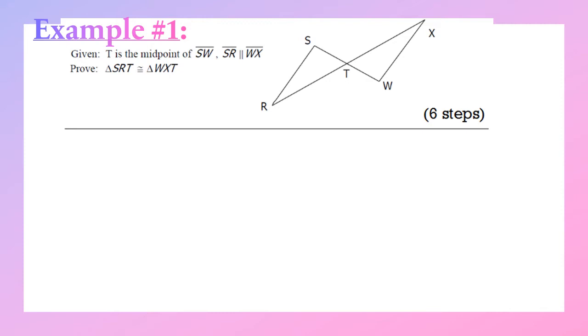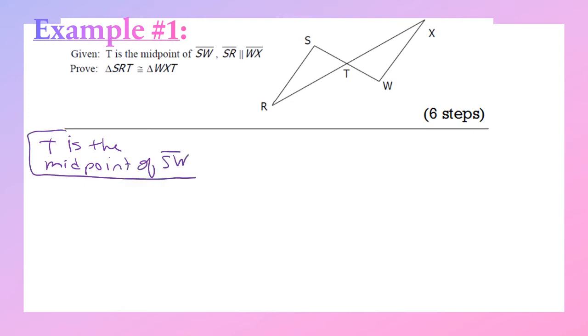In example 1, they tell you that T is the midpoint of segment SW and that segment SR is parallel to segment WX. And we're going to prove that triangle SRT and triangle WXT are congruent. To do a flow proof, the first thing we do is write our first given statement. So I'm going to write T is the midpoint of SW, and put a little box around it. Below my box, I'm going to state how I know that T is the midpoint of SW. I know that basically 100% because it's given to me.